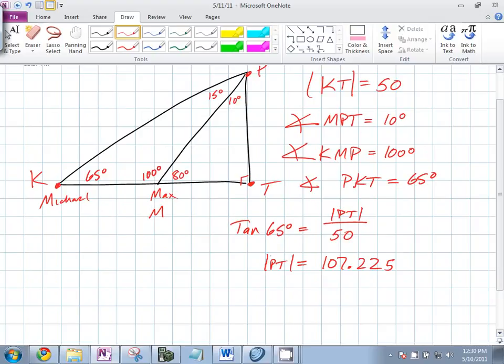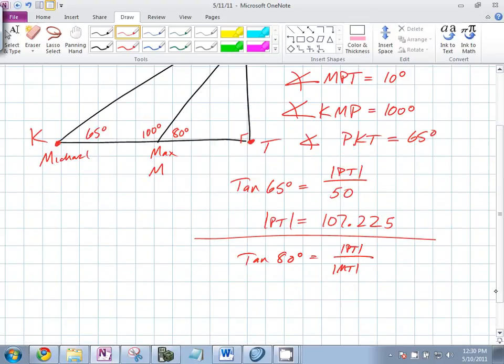So we have PT, and then what are you supposed to find? Max's distance, so you're trying to find what? MT. What's the easiest way to find MT? Yeah, so tangent of 80 degrees is equal to PT over MT. Use the store function on your calculator, like store this as A. So that's just going to be A over MT. And it becomes a lot easier to figure out. Use that store function. Don't round.